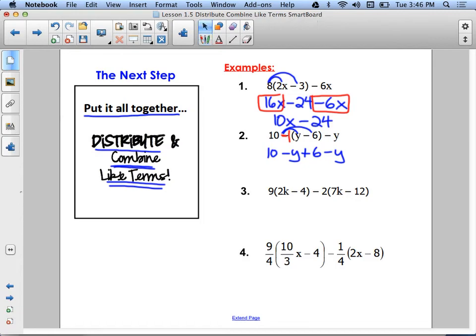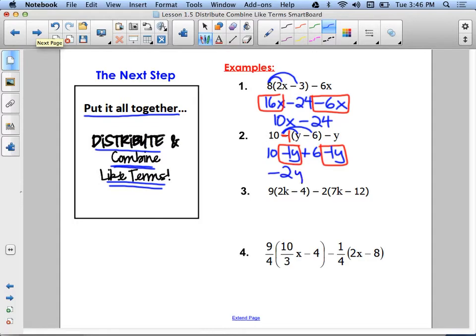Now I'll use my combining like terms. I've got a negative y and another negative y. Remember that the coefficient that is implied there is 1. So this is like a negative 1y and a negative 1y. So I can combine those coefficients to give me negative 2y. Negative 1 plus negative 1 is negative 2. So negative 2y. And I have a 10 plus 6 will be plus 16.